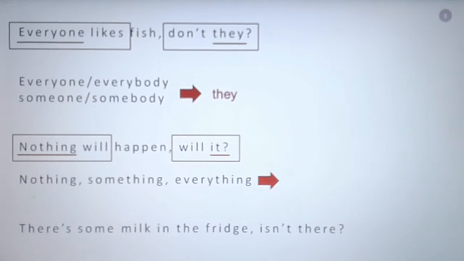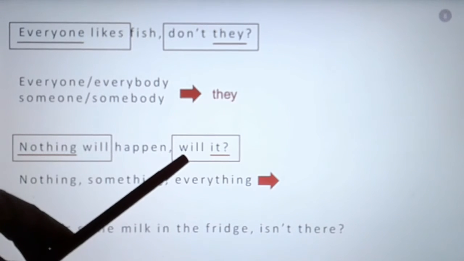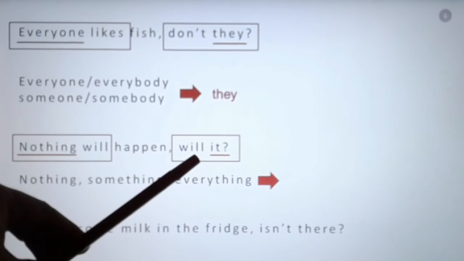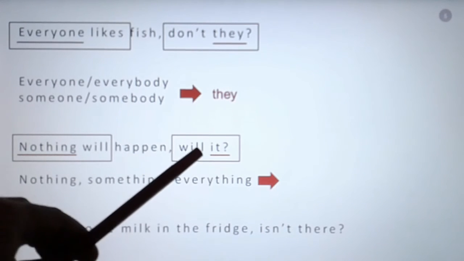However, if you use subject like something or everything, if you make a sentence with those pronouns, it's still positive meaning. So, for example, I'll change nothing into something. Something will happen. So, it's in the form of positive sentence. That's why I need to change will here into won't. Something will happen, won't it?